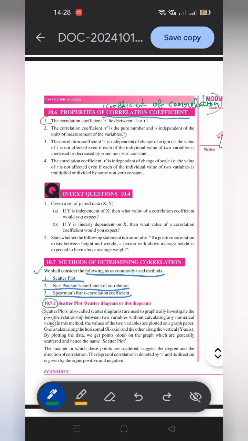Next heading, properties of coefficient of correlation or correlation coefficient. First point, the correlation coefficient r lies between -1 to +1. Second point, the correlation coefficient r is a pure number and is independent of the units of measurement of the variables.